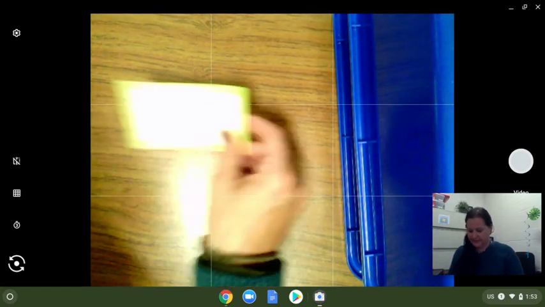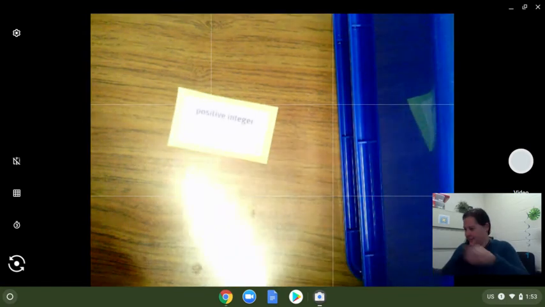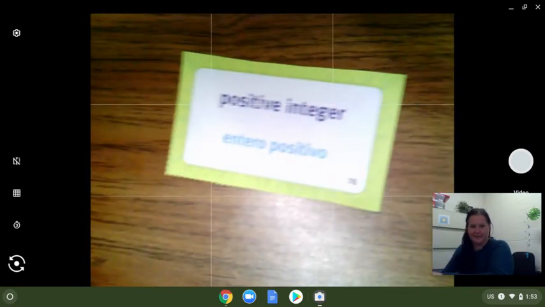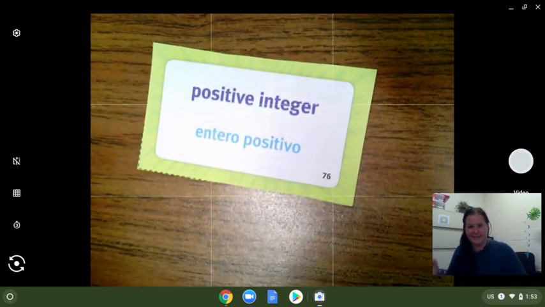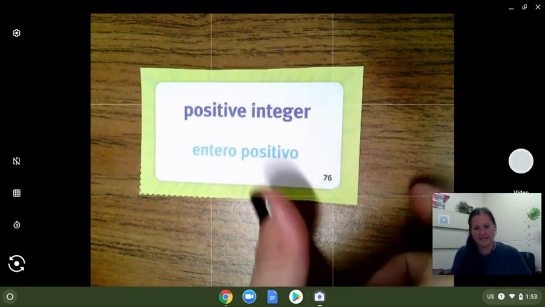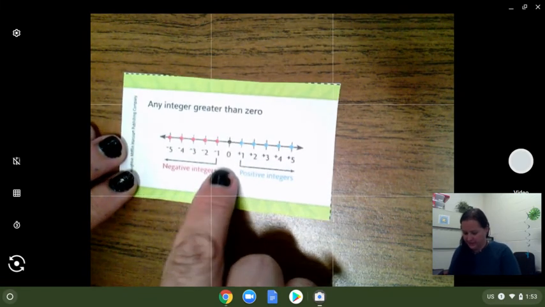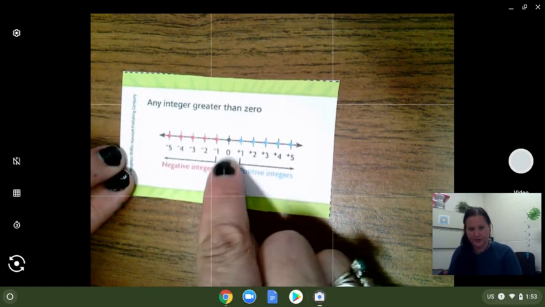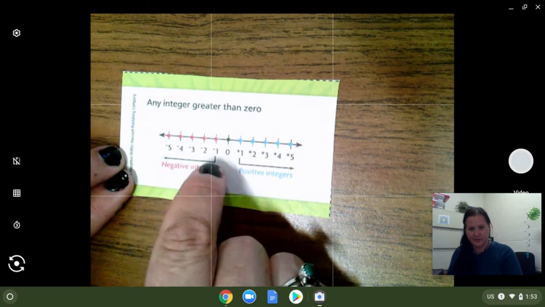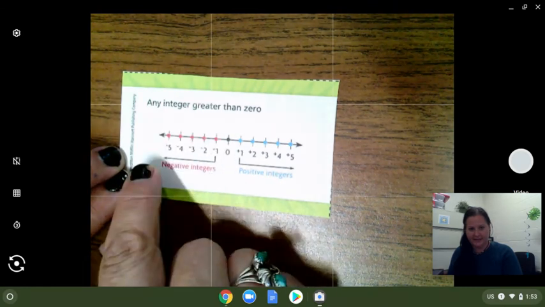This is positive integer. Let's make sure we zoom that in so you can see that nice and close up. A positive integer is any integer that is greater than 0. So here we have 0. These are going to be the positive numbers, and then on the back side, these are the negative numbers.